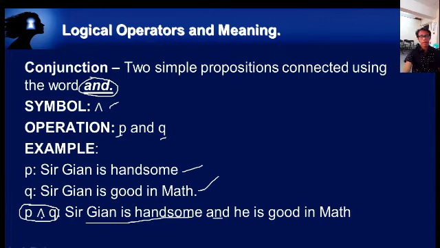Basta and ang ginagamit kapag conjunction, no? Kapag may symbol na parang pag ganito, tapos dalawang proposition ang pinag-combine, that is and. You use and as your logical operation.